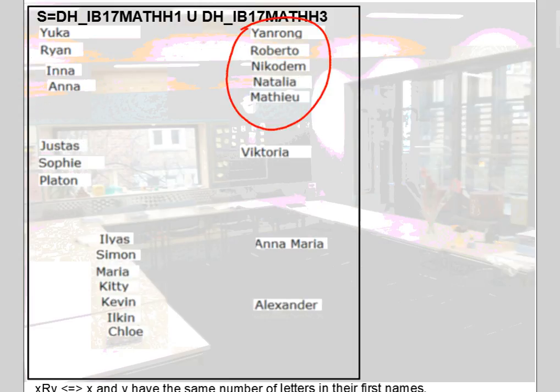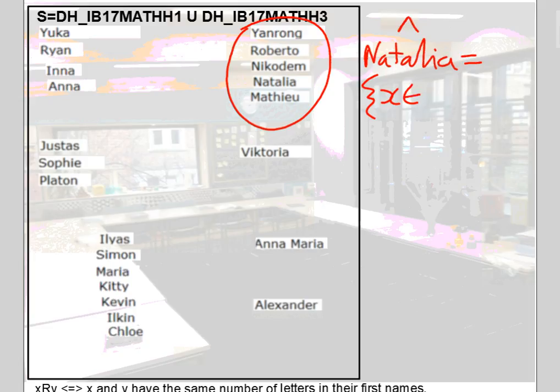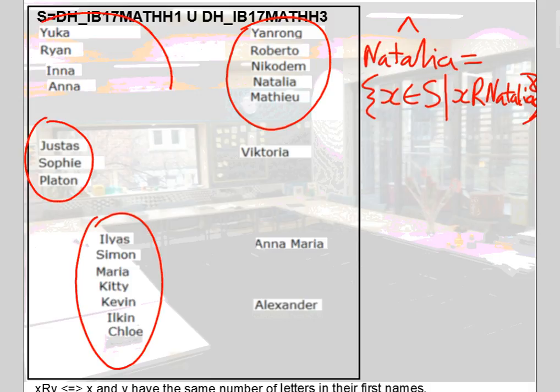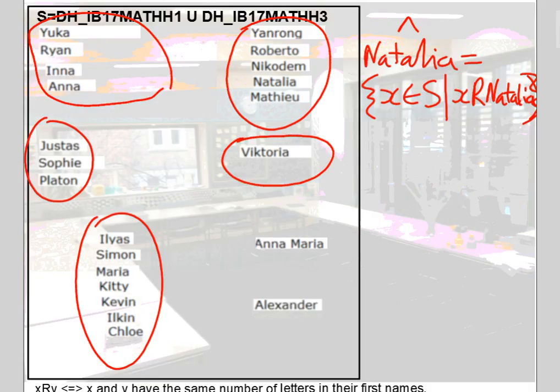Here we have what we might call the equivalence class of Natalia. What does that mean? It means the set of all people in our big class such that X is related to Natalia. And so on. Here's the equivalence class of Ilias. Here's the equivalence class of Eustace. Here's the equivalence class of Yuka. Victoria is in an equivalence class of her own, as is Anna Maria, as is Alexander.